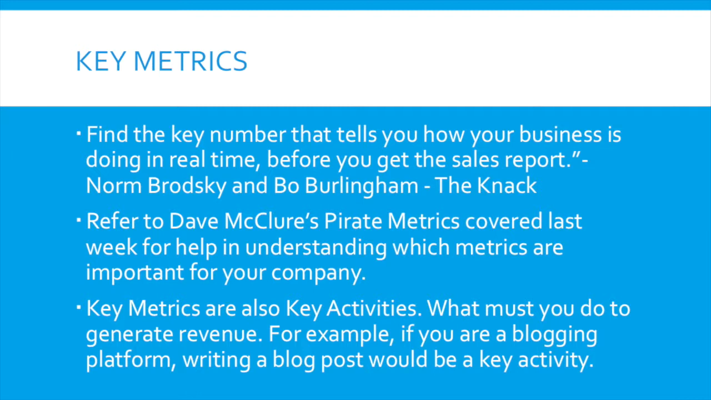Now, also key metrics are key activities. So key activities is what you must do to generate revenue. For example, if you're having a blogging platform, writing a blog post would be a key activity. So key activities are things that have to happen in order for you to sell a product. If you are doing an actual product, the first thing you need is to have the product, right? So a key activity is to generate maybe a prototype, to generate some sort of mock-up or something so you can show your possible customers and you can sell. That's the way you kind of say, okay, these are the key activities and these are my key metrics.